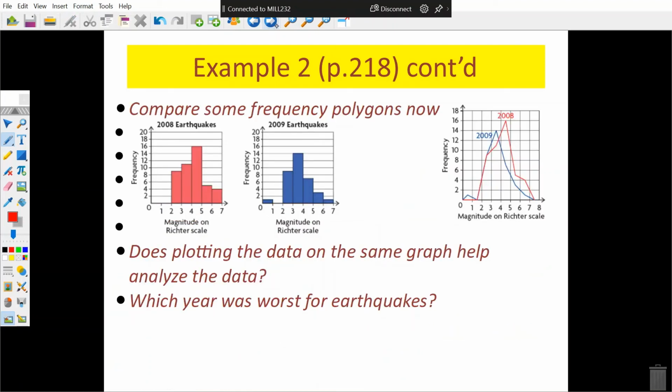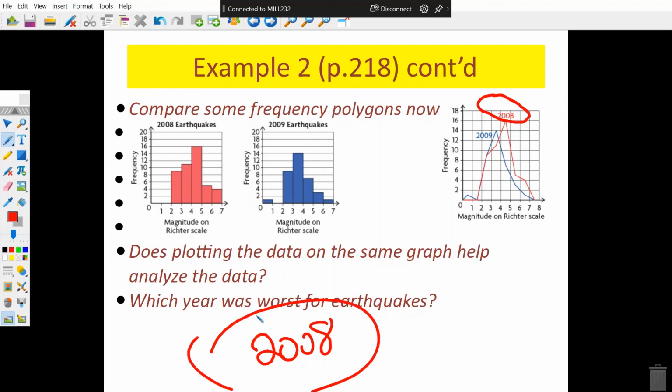Another way they could give you frequency polygons, right? So the red is 2008, and the blue was 2009. And with the frequency polygon, you can see that 2008 had the higher amount of damage on the Richter scale. So you can see how 2008 beats 2009. So 2008 would be the worst year. Okay, so it's just a different way to interpret the same data.